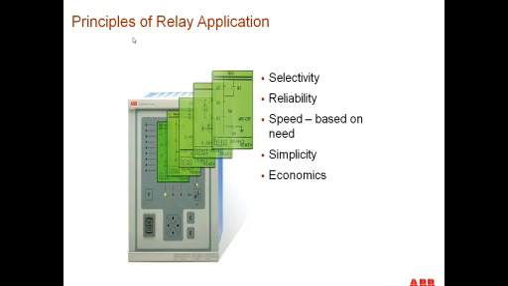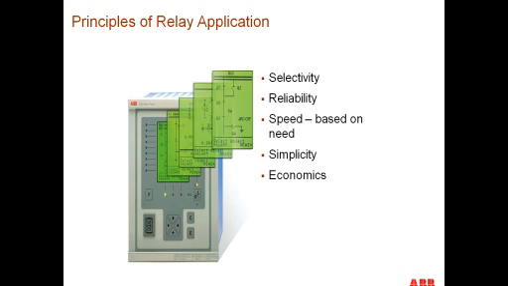Now let's look a little bit at how we go about choosing the type of relay that we're going to use for a given application. There are certain criteria that are used for selecting relays. One is selectivity, one is reliability, one is the speed of the relay, next is the simplicity of the relay, and economics. We can make a very, very fancy, very expensive relay for high-speed applications, but you wouldn't necessarily want to use that type of relay on a distribution circuit.